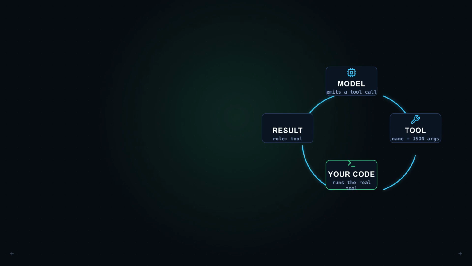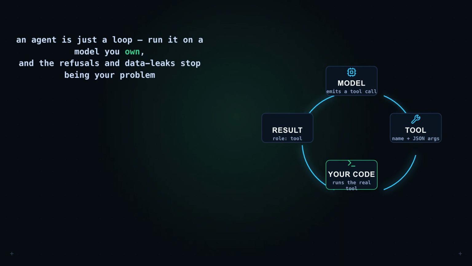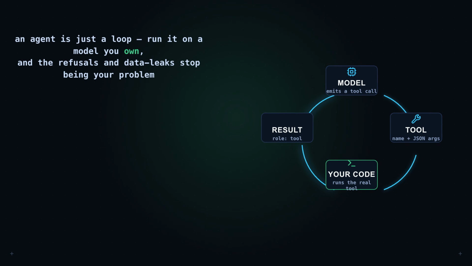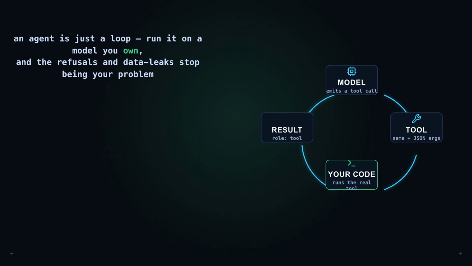So here's the whole thing in one line. An AI agent is just a loop: schema, call, execute, feedback. And the moment you run that loop on a model you own, the refusals and the data leaks that make cloud AI useless for security simply stop being your problem. You trade a little raw intelligence for total control, and for authorized security work, that's usually the right trade.